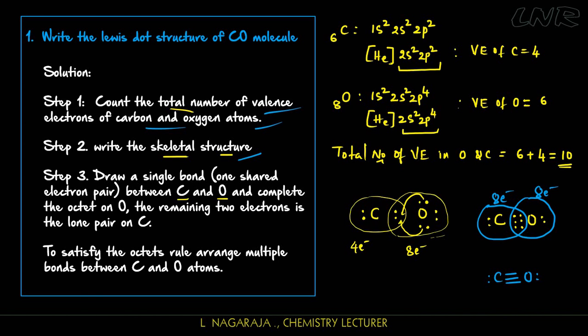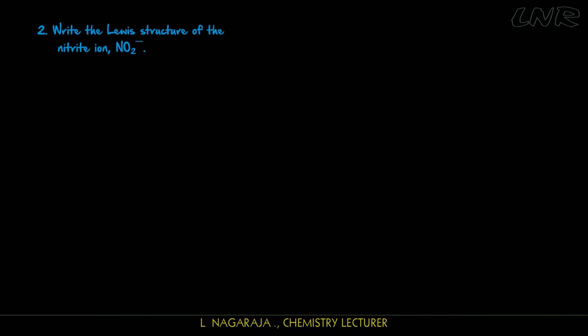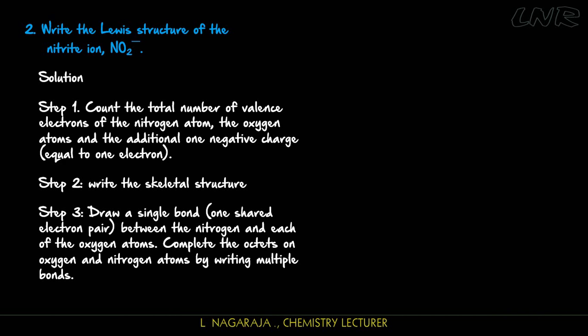And next, let us take one more example, the Lewis dot structure of the nitrite ion, NO2 minus. The same steps are used to write the Lewis dot structures. First we count the total number of valence electrons, then we write the skeleton structure, and then draw the bonds, that is, distribute the valence electrons to all the atoms.